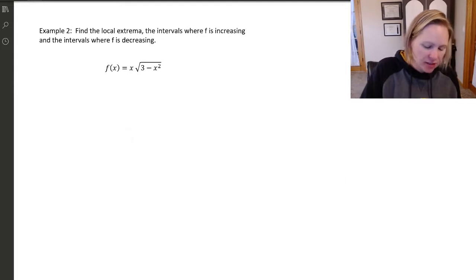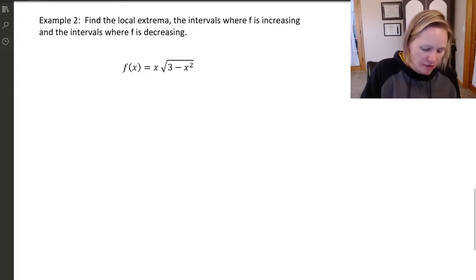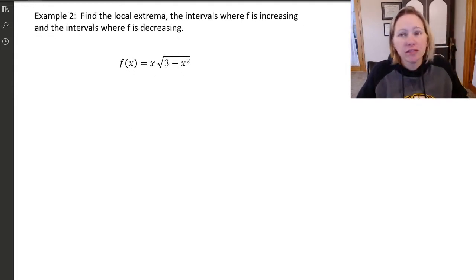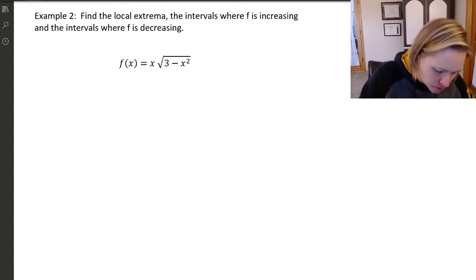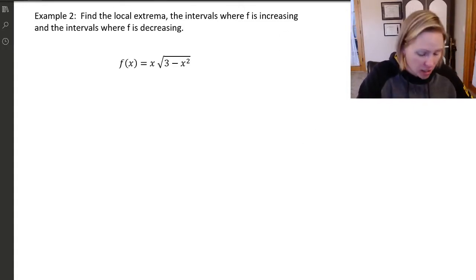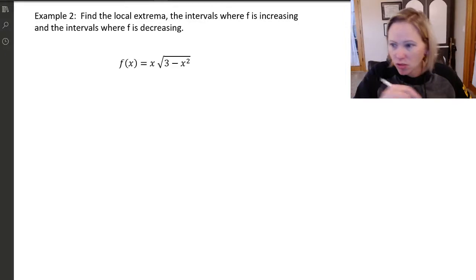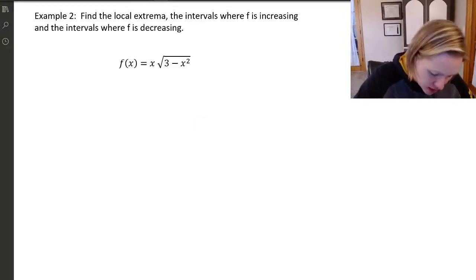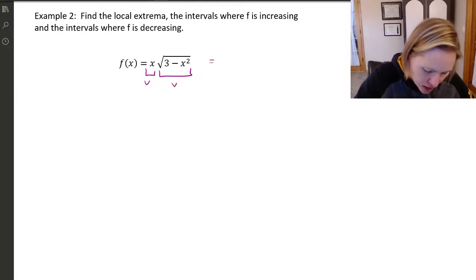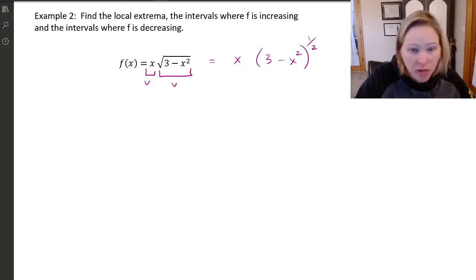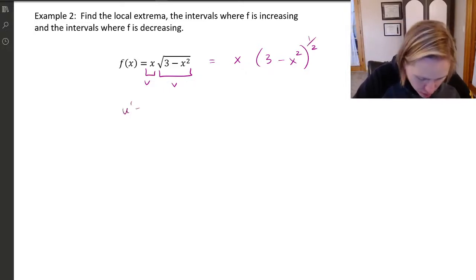This one says find the local extrema and the intervals where f is increasing and the intervals where f is decreasing. So here we go. We are going to need to do the product rule on this particular problem. So here's u and here's v. I'm going to rewrite it like this, x and then 3 minus x squared to the 1/2 power. So here we go. I need u prime. u prime is just 1.